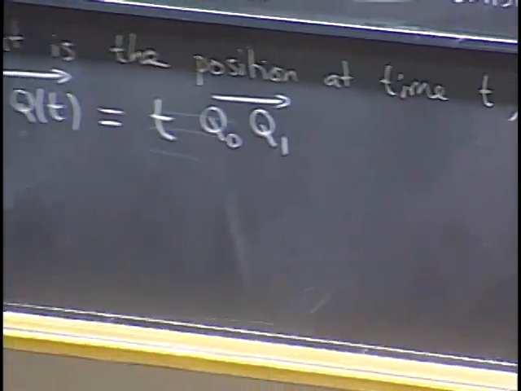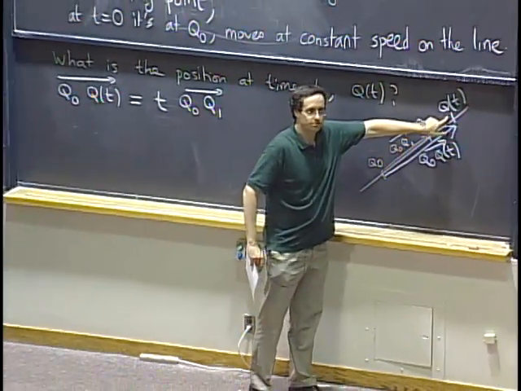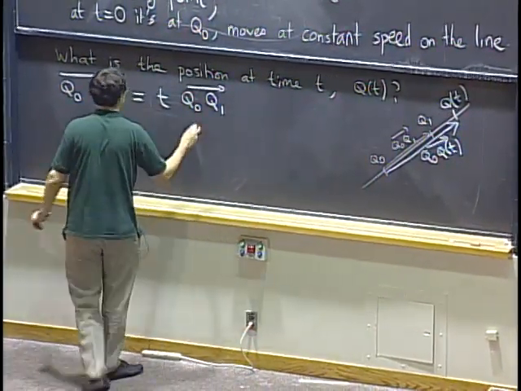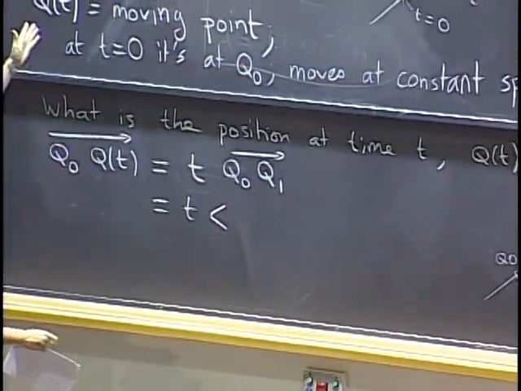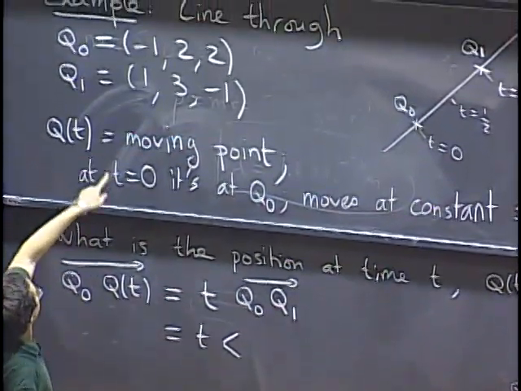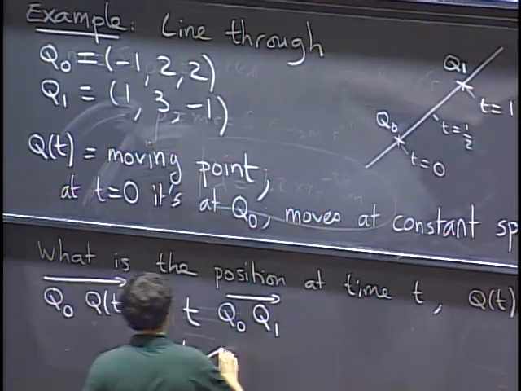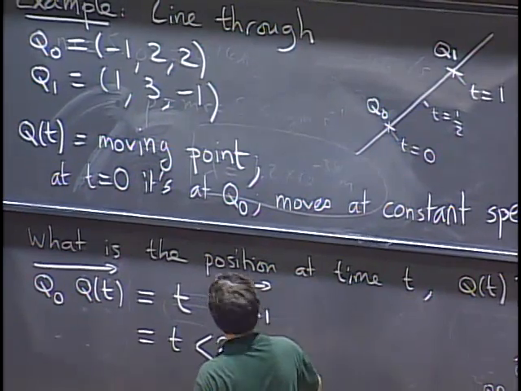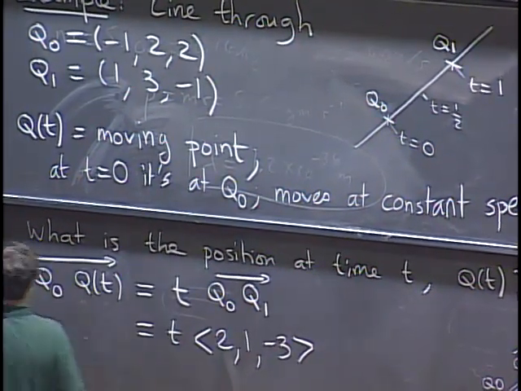So apart from that, I claim now we can find the position of this moving point. Because this vector q0, q1, we can find from the coordinates of q0 and q1. So we just subtract the coordinates of q0 from those of q1. We'll get that vector q0, q1 is 2, 1, minus 3.